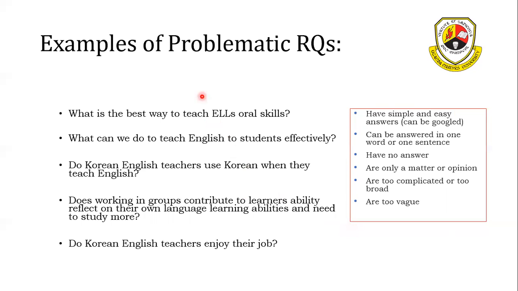Here are just some examples of problematic research questions. What is the best way to teach ESL oral skills? What is the best way to teach? That is a problematic question. That's already known. What can we do to teach English to students effectively? I think those are things that are already known. So these are problematic.